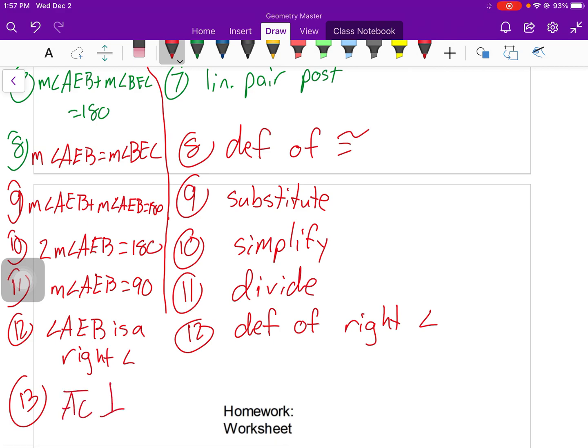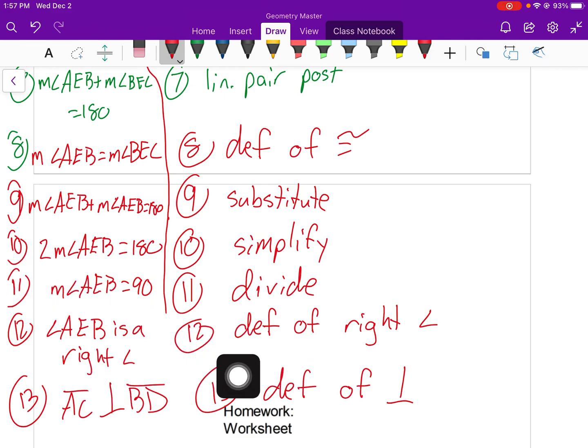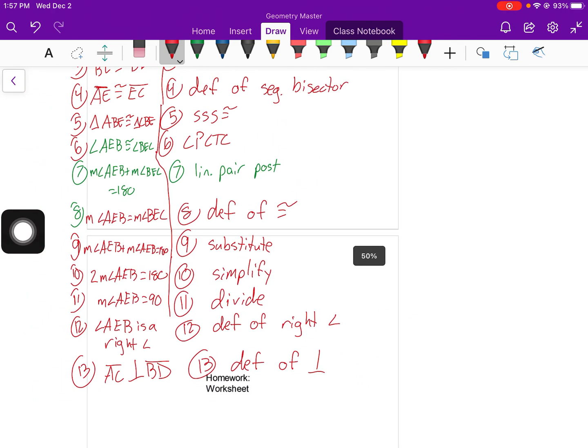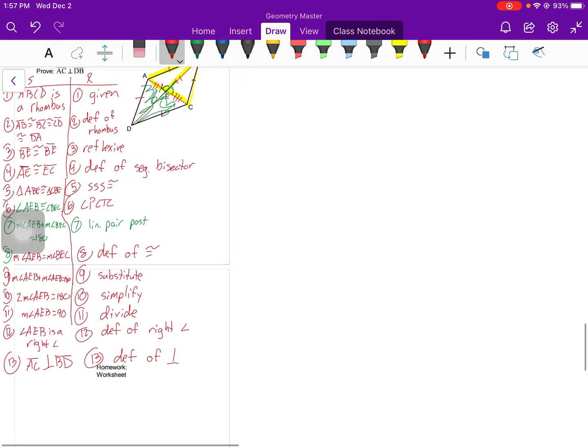And finally, we can say that segment AC is perpendicular to segment BD by the definition of perpendicular. Okay, if two things are perpendicular, that means they meet to form right angles. We just showed that they make right angles because we got that this is a right angle and it's the same as this other angle, which is a right angle. So there we go. 13 steps.